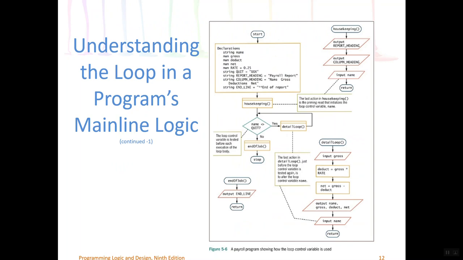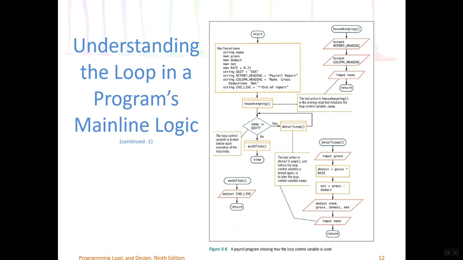This particular program, if you recall, printed a report, said payroll report at the top, and it had some column headings, but it went through and asked the user for an employee's name. Once it got the employee's name, it also asked for their gross pay, and based on gross pay, it did a few calculations. It calculated the deductions and the net, and then it created an output line that represented a row in the report for that employee's name, gross pay, deductions, and net.